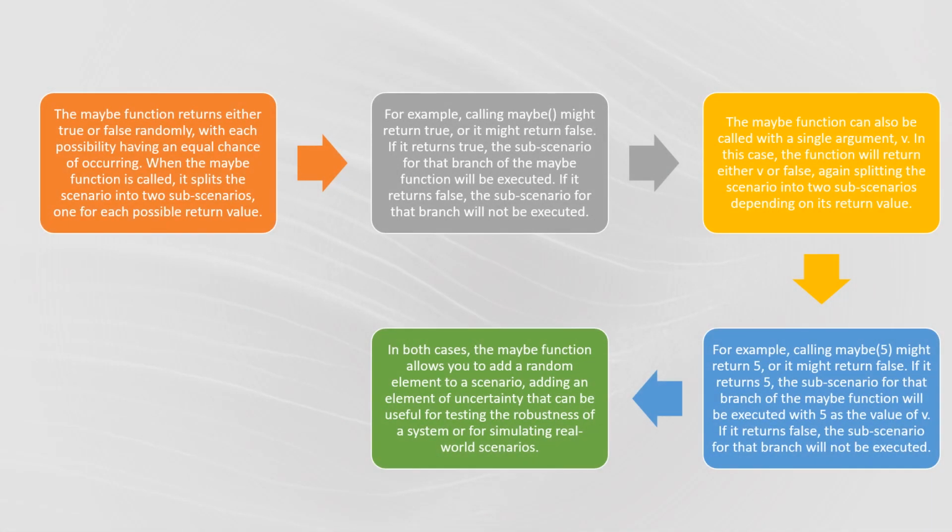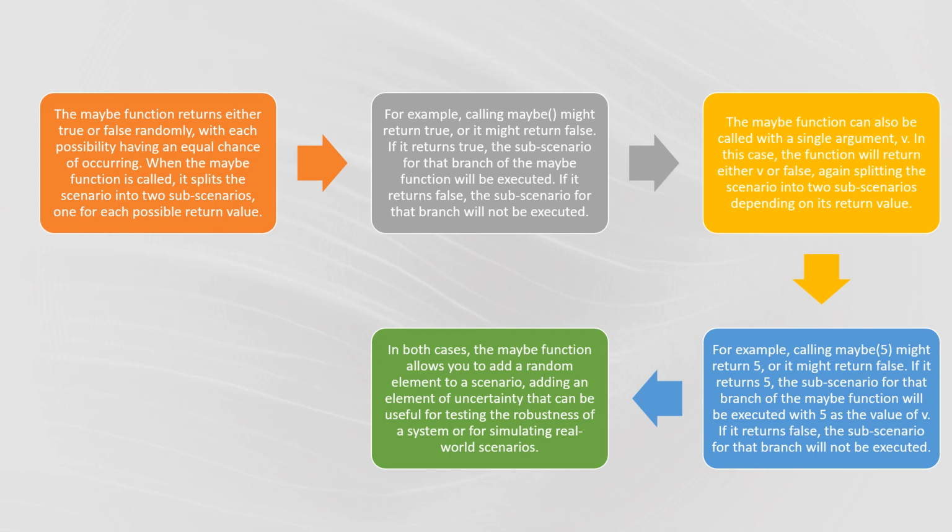The maybe function returns true or false randomly with an equal probability for each possibility. When the maybe function is called, it splits the scenario into two sub-scenarios, one for each possible return value. It can also be called with a single argument, v, in which case it returns either v or false, again splitting the scenario into two sub-scenarios.